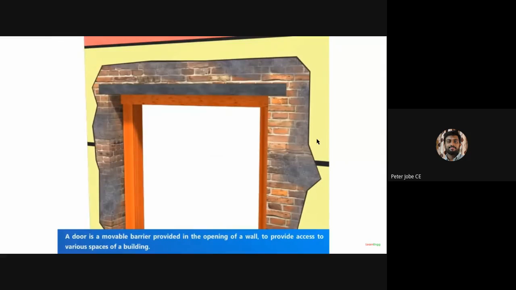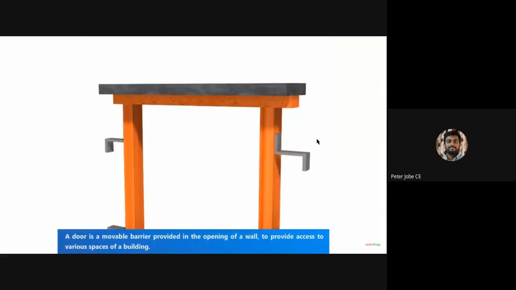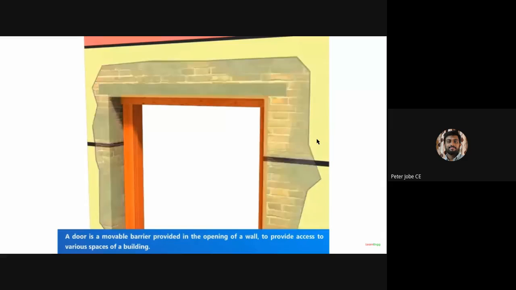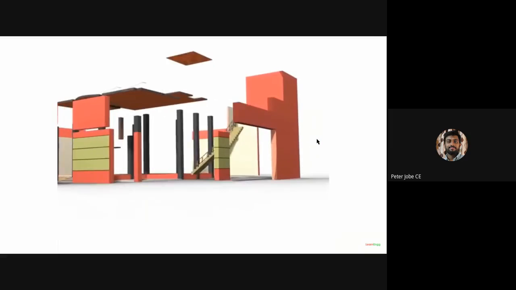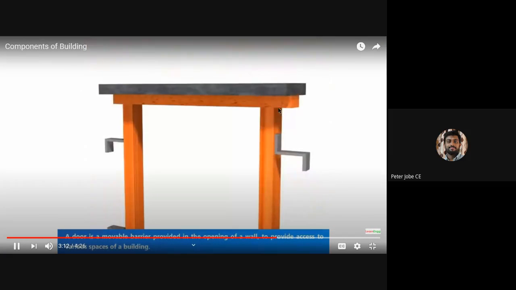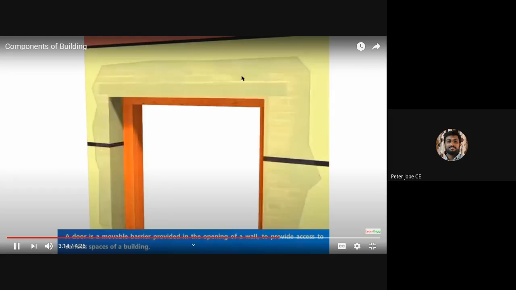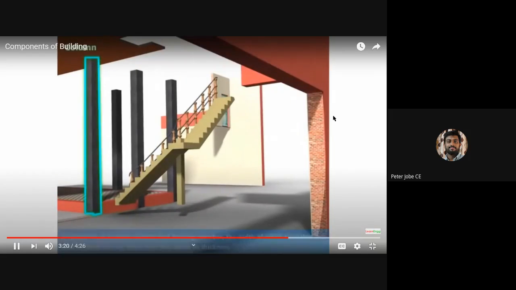You can also notice that above the door opening, a lintel will be provided. So why is it provided? You can see it again: a lintel above the door opening. This frame may not be able to carry the load from the top, so we'll be providing a lintel with a much stronger material.